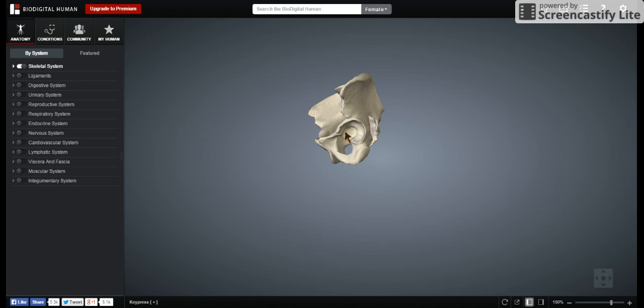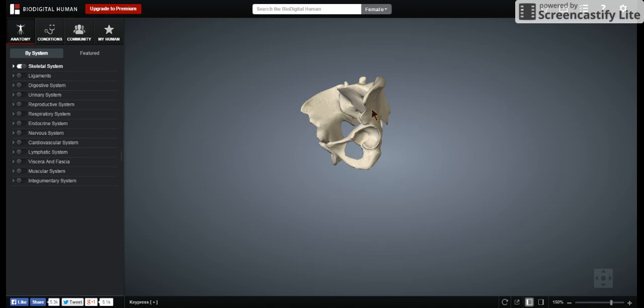Three bones meet at this significant depression here. The depression is called the acetabulum. This is the point of articulation between the ilium, the ischium, and the pubis, and the left femur. There's a very large foramen that you can see here. This very, very large hole is called the obturator foramen.